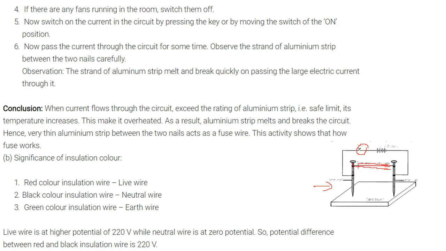aluminum strip? We will observe that the strand of aluminum strip will melt and break quickly on passing the large electric current through it. The conclusion here is, when a current flows through the circuit exceeding the rating of the aluminum strip, that is its safe limit, its temperature would increase. This makes it overheated, and as a result the aluminum strip melts and breaks the circuit. Therefore, the thin aluminum strip between the two nails acts as a fuse wire. So this activity shows how the fuse works.